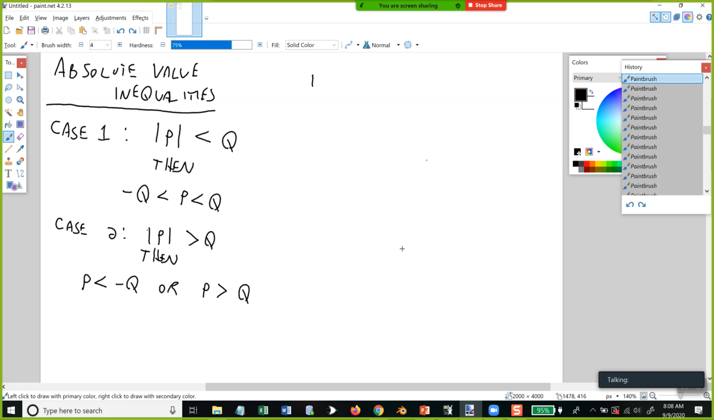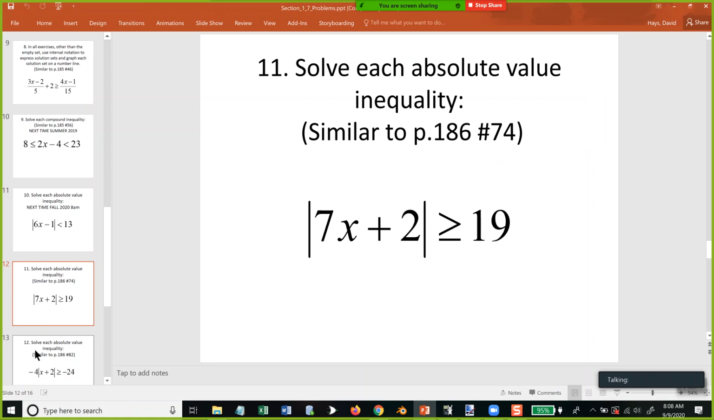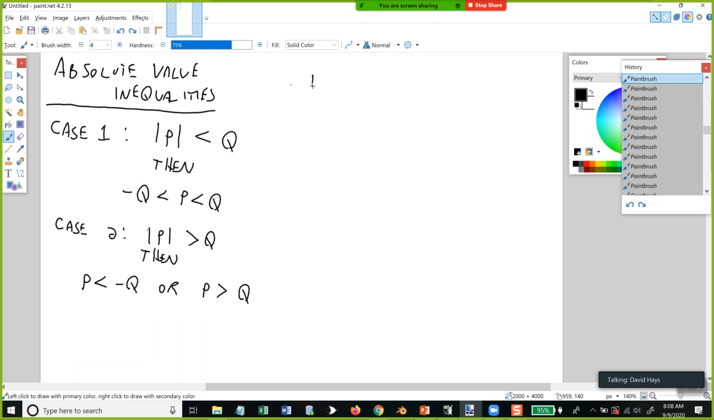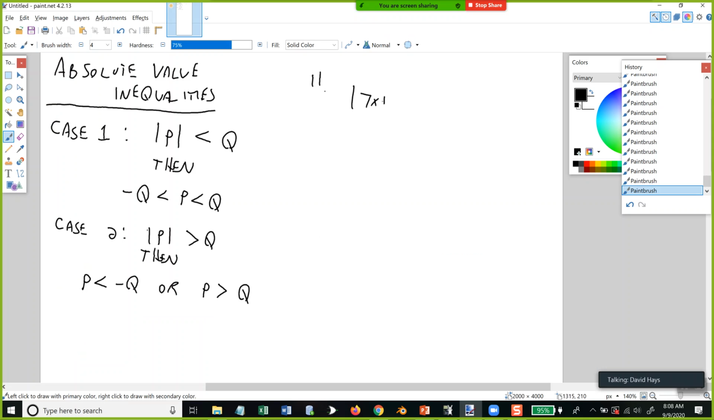Okay, let's take a look at number 11. I usually show two normal ones and I talk about the oddball cases. So absolute value of 7x plus 2 is greater than or equal to 19. Now, I don't have a greater than or equal to form. It's implied that if you have a line underneath, greater than or equal to, you just simply put a line underneath all the inequalities. So that's what changes them.